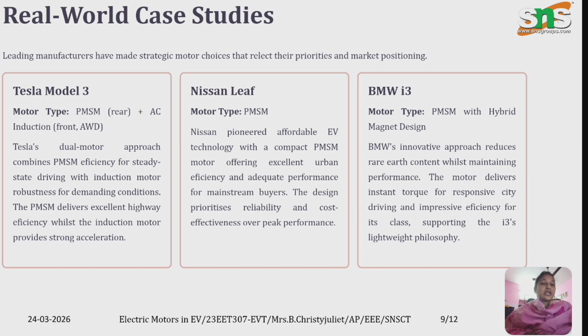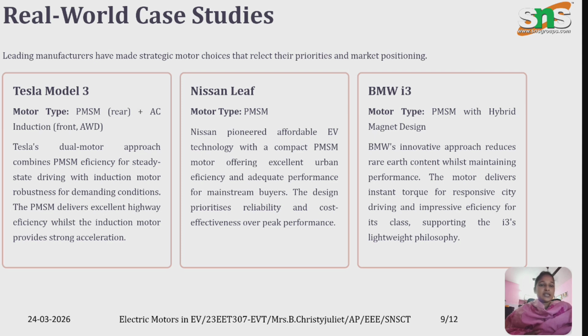So let's see some real world case studies. We have Tesla Model 3 cars. These case studies reveal what type of motor is being used in these models. The Tesla Model 3 uses a PMSM at the rear plus an induction motor at the front, so it combines efficiency and power. Tesla uses a dual motor approach, which combines the efficiency of PMSM and the power of an AC motor.